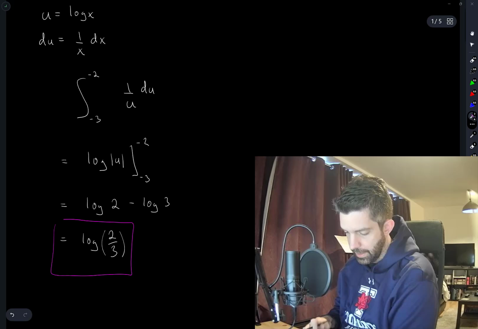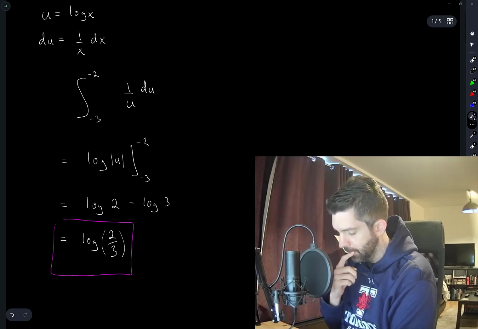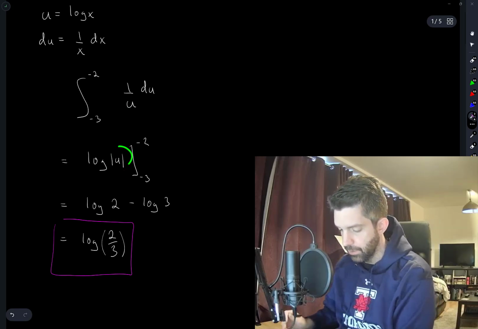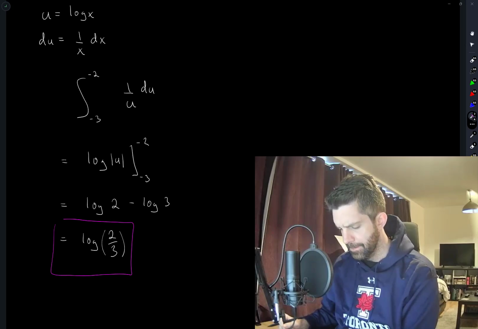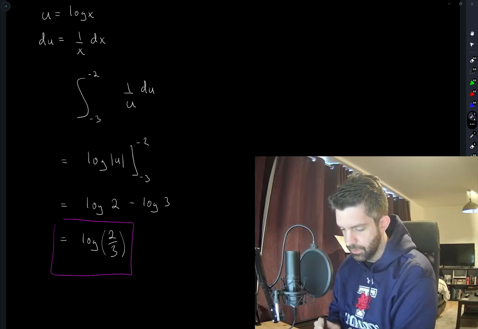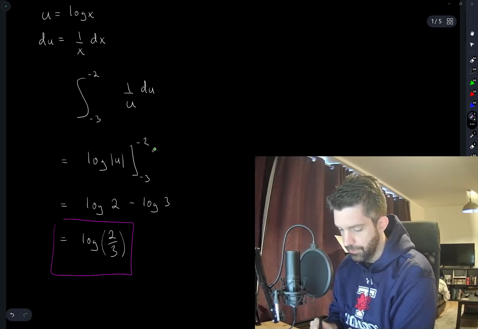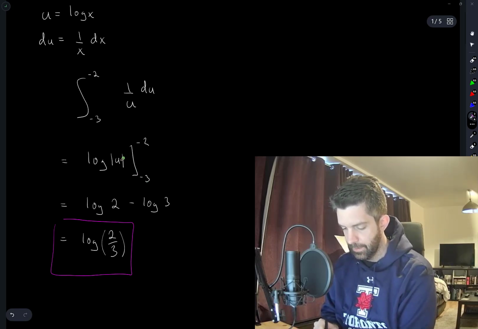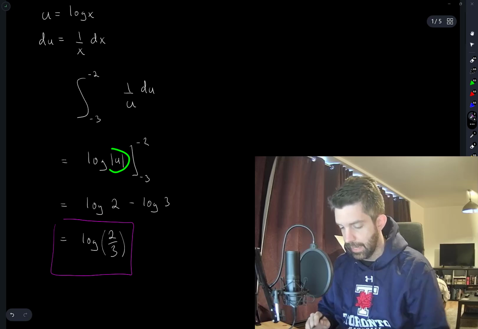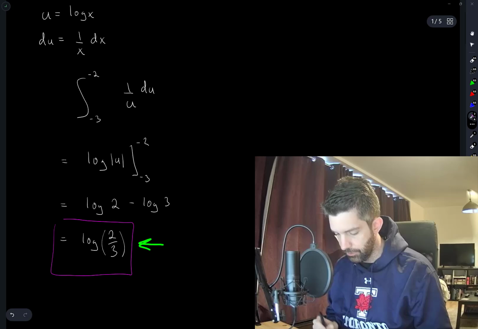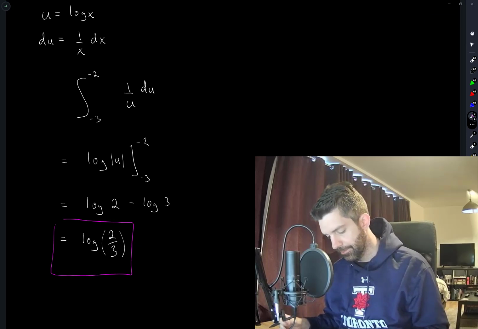Then when we integrate, we have to remember that when we're integrating over a negative domain, the proper antiderivative is the logarithm of the absolute value of u. Alarm bells should have gone off if you just used the logarithm of u and then tried to substitute negative values. So using the logarithm of the absolute value of u as the antiderivative and substituting the values, this is what I get, log of 2 over 3.